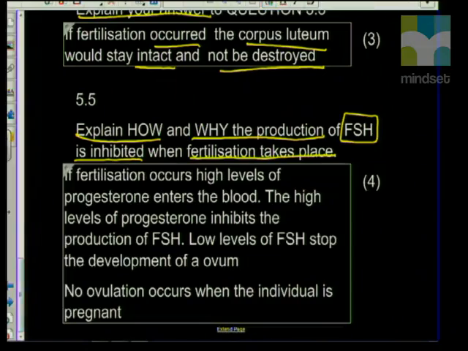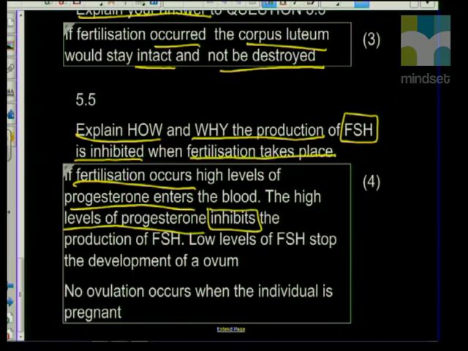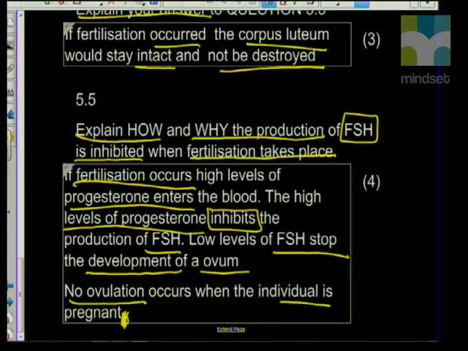And let's have a look. Highlight the points that we need. It says, if fertilization occurs, a high level of progesterone enters the blood. This high level of progesterone inhibits, in other words stops, the production of FSH. A lower level of FSH stops the development of an ovum. No ovulation can occur when an individual is pregnant. Nice and easy and simple.